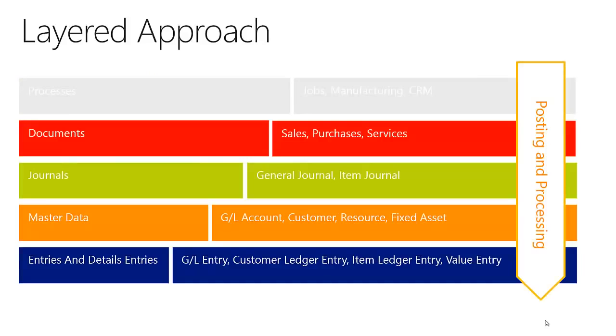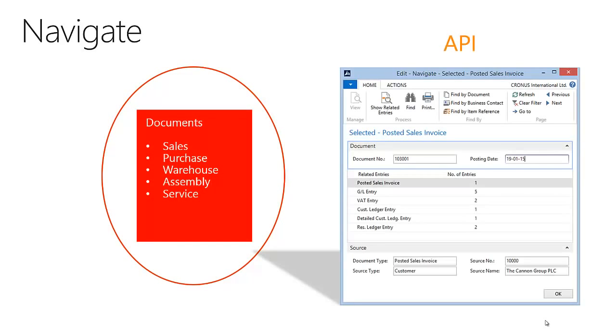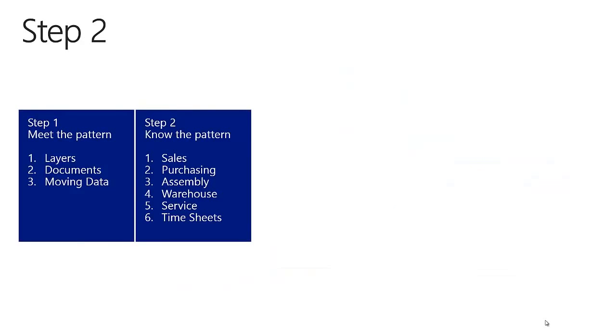When either of these workflows create entries, we need to be able to relate back to them from the documents into the details. This is done using the API called Navigate. One of the entry points of Navigate is documents. Let's have a look at how this works from a technical perspective.